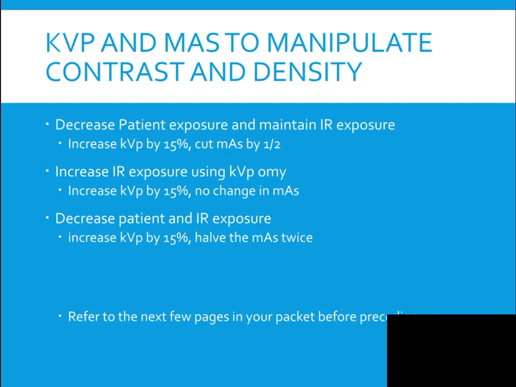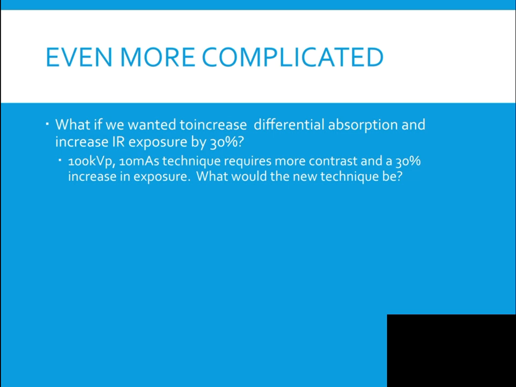So I'm going to go on through this and get to these compound questions that I mentioned before. So what if we want to increase differential absorption? Differential absorption is going to be controlled by your KVP. So again, that's to increase your K-edge absorption. To increase your differential absorption, you would need to decrease your KVP. So what if we wanted to increase differential absorption and increase image receptor exposure by 30%?